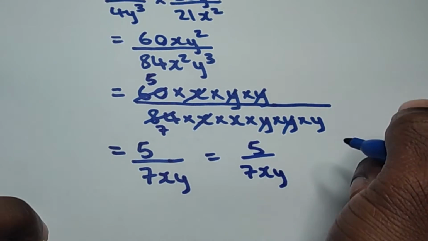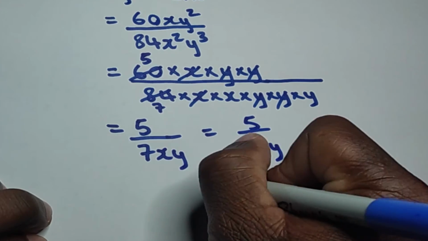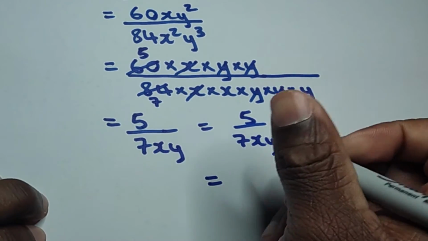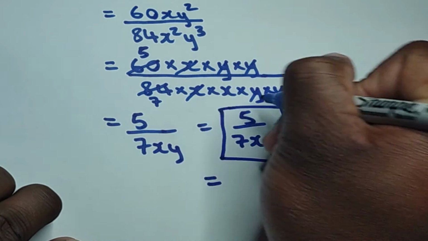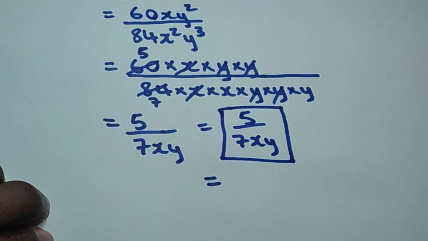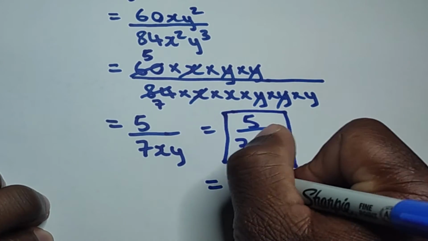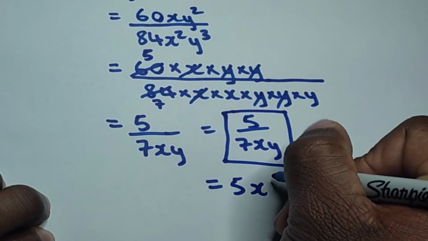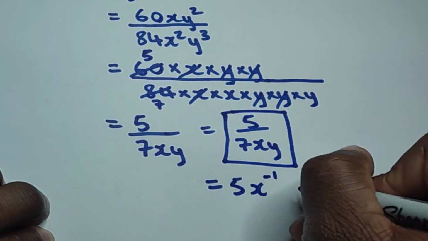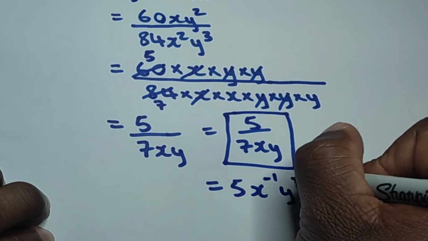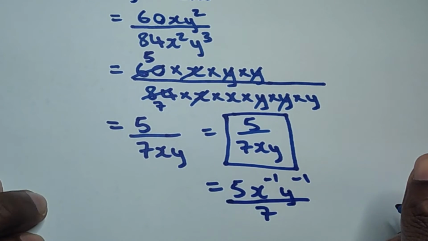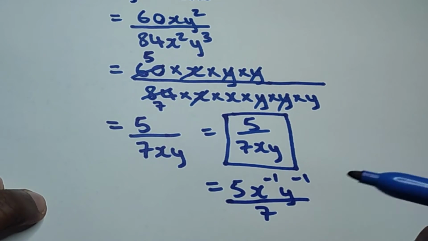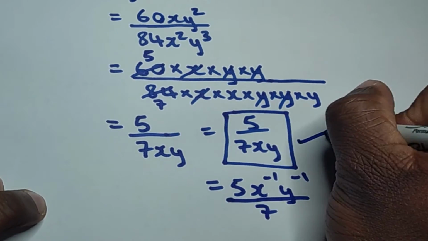And if you're good with indices, you can play around with it. So this is pretty much the answer, right? If you're not good with indices, you can stop here. If you are comfortable with indices, you can rewrite this thing as 5 times x to the power of -1 times y to the power of -1 over 7, which is the same thing. However, if you're not comfortable with indices, this is perfectly fine.